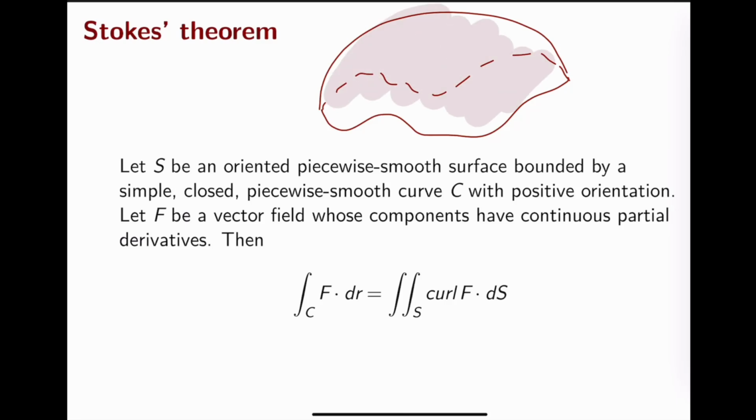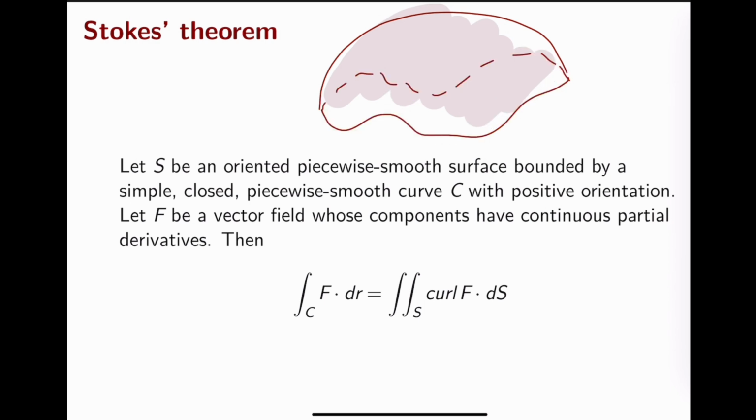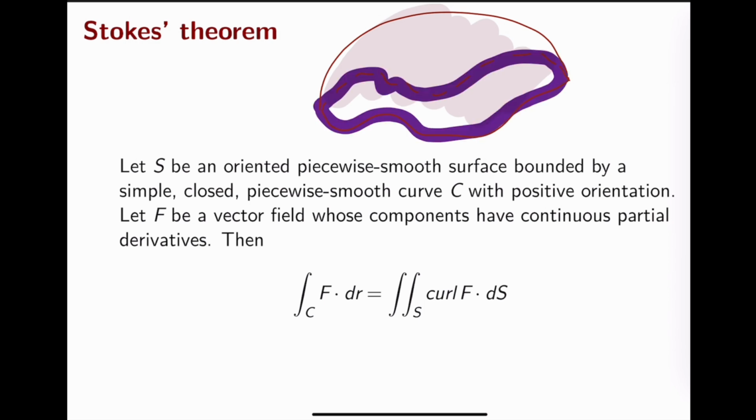We have a surface bounded by a curve that is not necessarily contained in a plane. What the Stokes theorem says is that the integral of the vector field over that curve is the same thing as doing the double integral, over the surface whose boundary is this curve, of the curl of f dS.